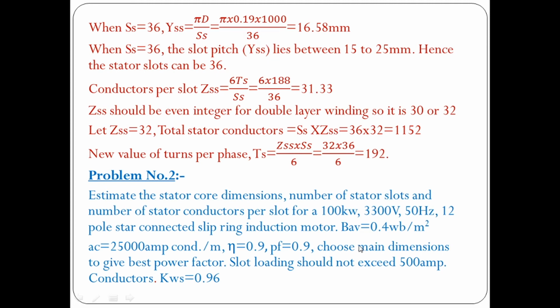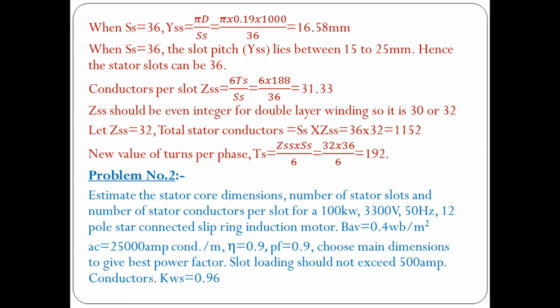And AC, that is specific electrical loading, is 25,000 ampere conductors per meter, and efficiency is 0.9 and power factor is 0.9. Correct. So choose the main dimensions to give the best power factor. So the condition is given, you have to choose the dimensions, that is capital D and capital L, stator bore diameter and core length, for the best power factor.